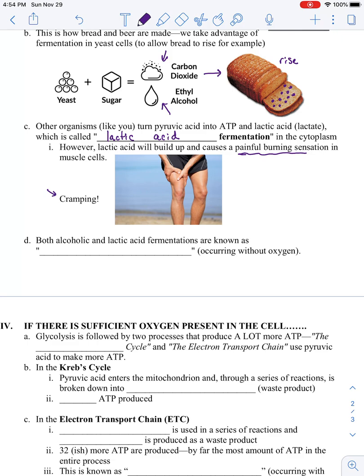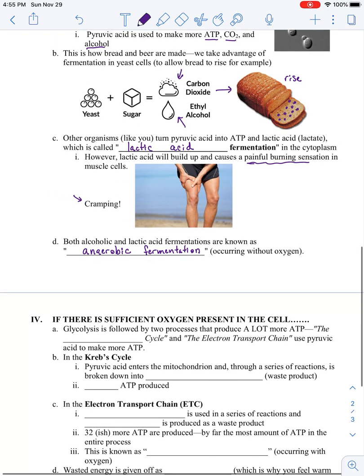So, both alcoholic and lactic acid fermentations do not require oxygen. They are just going to happen in the cytoplasm, breaking down pyruvic acid, and so we call them anaerobic fermentation. Now, this is not typically what your cells would like to happen. Your cells would not like to be performing anaerobic respiration. I'm sorry, I meant to write anaerobic respiration, not fermentation.